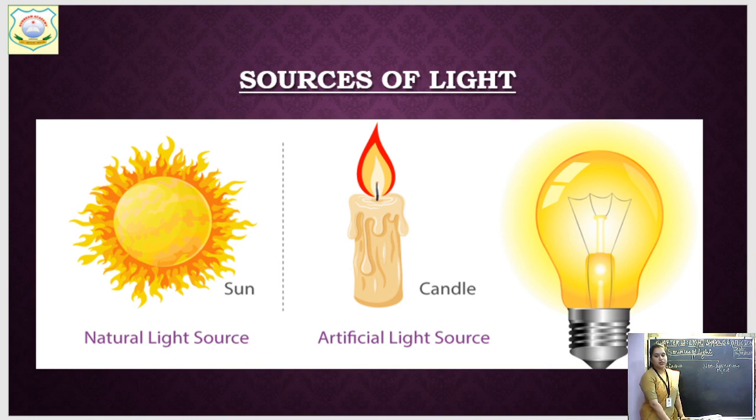See, first, sources of light are divided into two parts: natural light source and artificial light source. Natural are those that are emitting light of their own. Artificial are those which are human made or cannot emit light of their own, are called artificial. Okay.